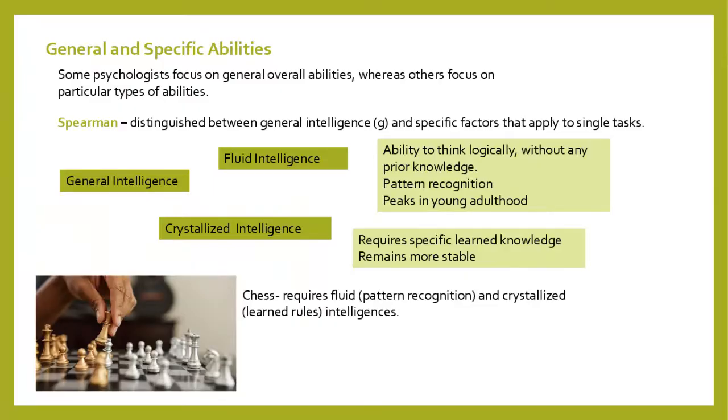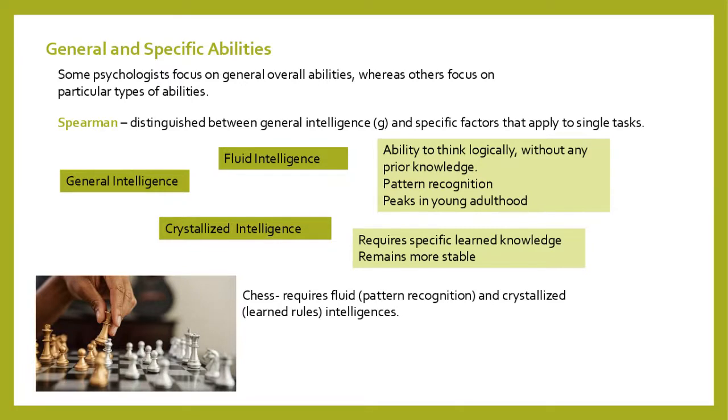So with intelligence, some psychologists focus on general overall abilities, whereas others focus on particular types. You see, the definition of intelligence was very broad, and it doesn't just focus on one thing. I am clever because I can do my maths problems fast. I'm clever because I can paint a picture blindfolded. There are all different components to intelligence.